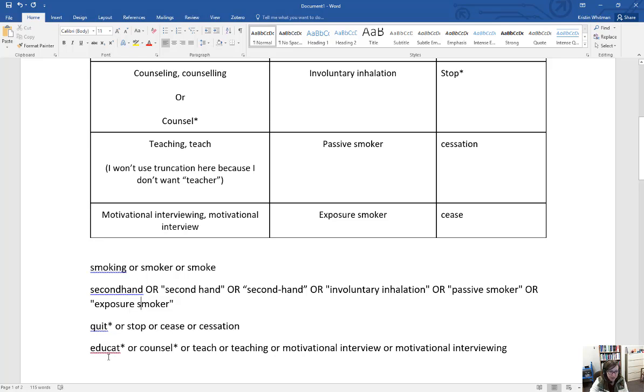So I'm going to do the same thing with my educate and my quit threads. I've taken all the keywords I've come up with, I've combined them all with OR operators. Because I didn't include smoking and everything here, I'm also going to make sure that my record is about smoking by searching smoking or smoker or smoke.